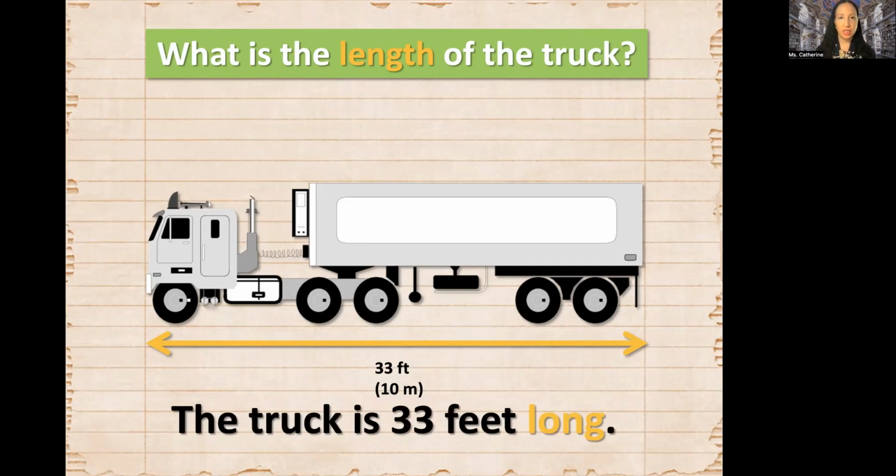So what is the length of the truck? So I'll give you a hint. The noun length is always before the preposition of the truck, okay? So that's your prepositional phrase of the truck. That would be your object, okay?